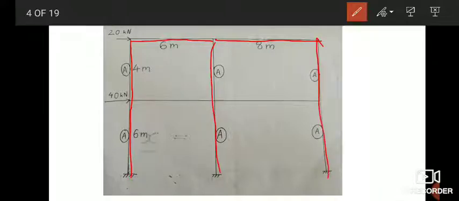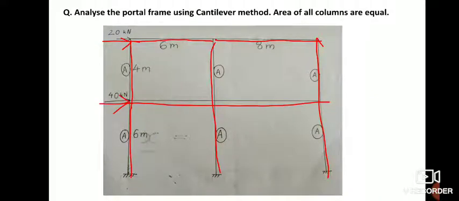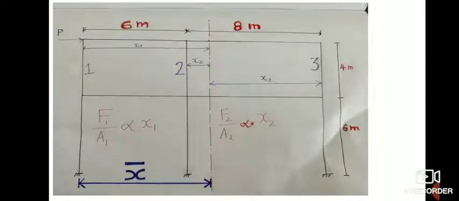It's a 2-story structure like this, which is subjected to 2 loads, 20 kilonewton here and 40 kilonewton here, and the area of cross section of all columns are equal. That's also given in the question. We have to analyze and find the bending moment diagram for the portal frame given.